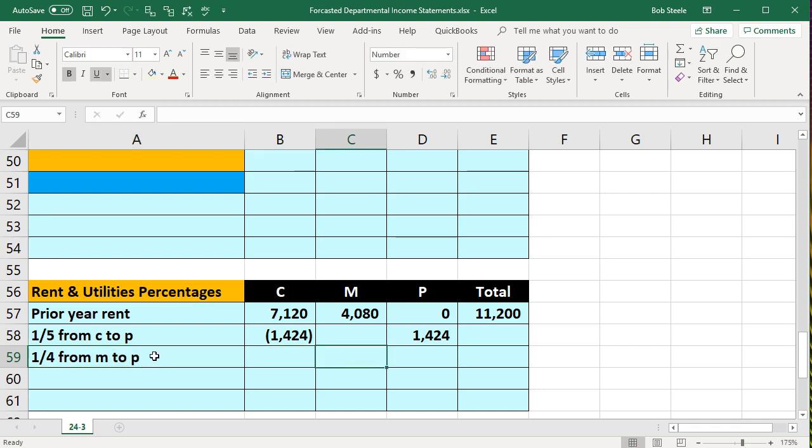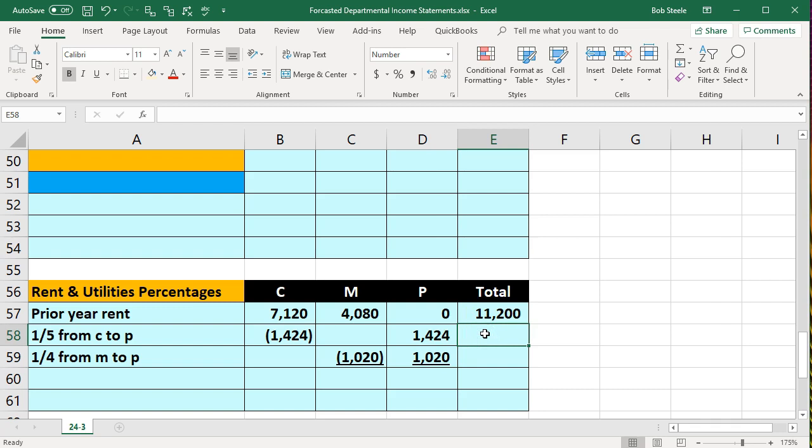We're going to say, all right, I'm going to say negative instead of equals. The 4,080 divided by 4. We're going to take 1/4 of it, and we're going to apply that to P, which I'm going to say negative of this number. So the total will remain the same.